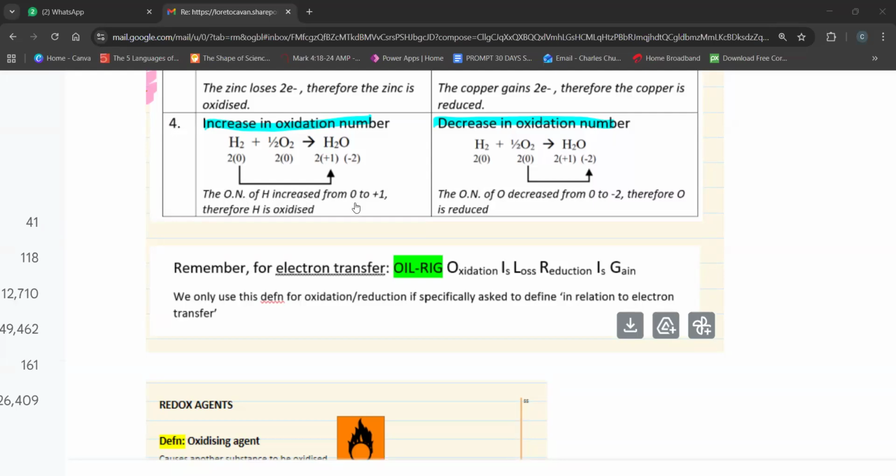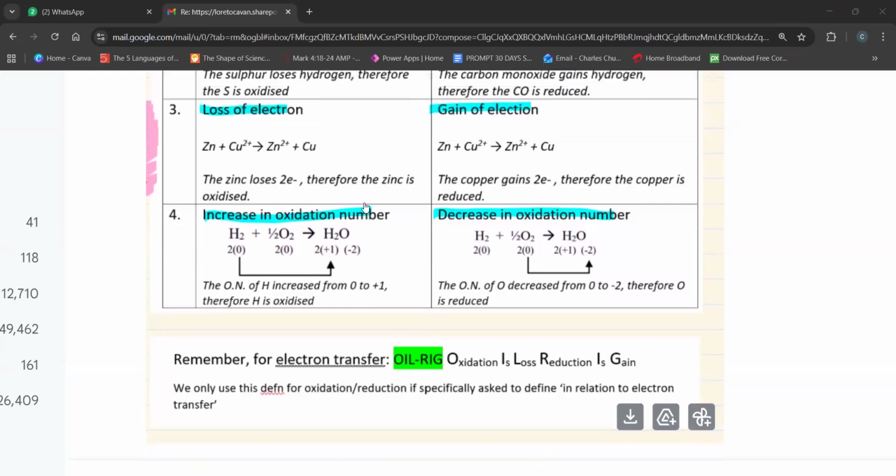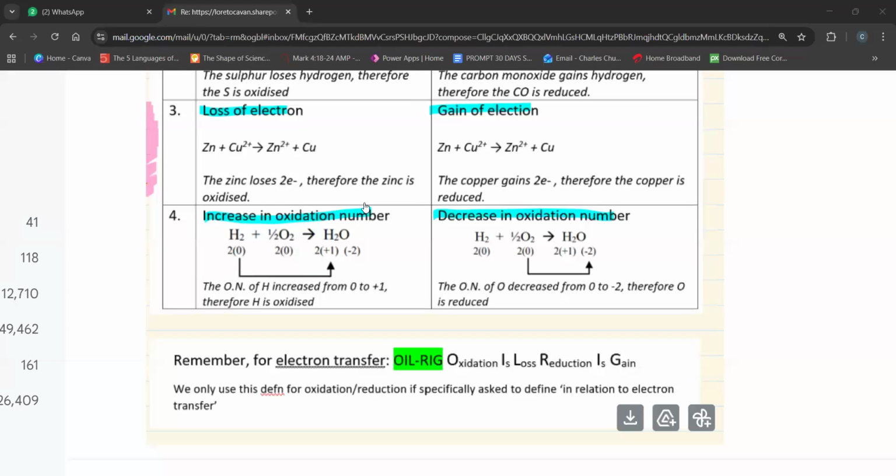Okay, so this last one says oxidation number is increased. So it makes sense if you look at it carefully. Oxidation number increasing from 0 to +1. Let's look at what happened in the case of loss of electron. I want to link number 3 and number 4 together.